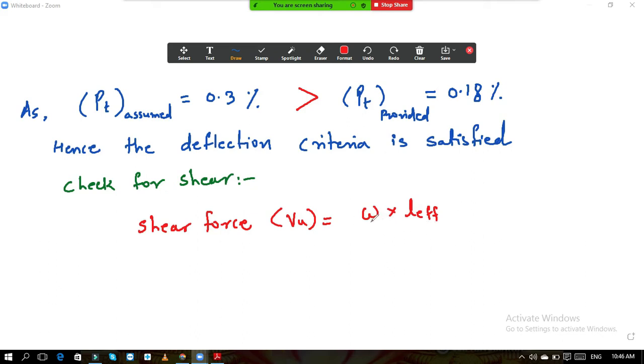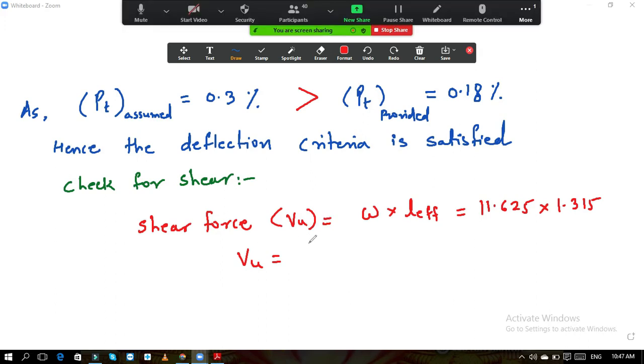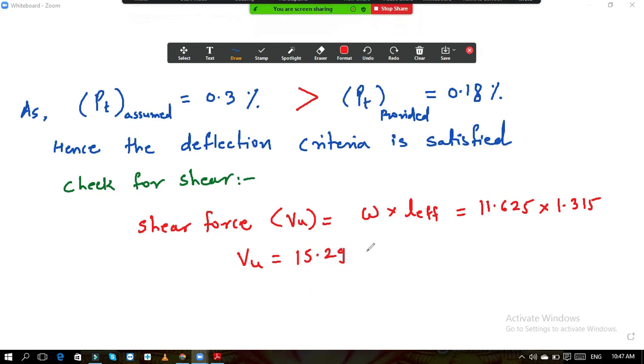You can see over here, this W is in kilonewton per meter multiplied by meter. So ultimately you will get the unit as kilonewton, and it is your shear force which is acting. If you put the values, it is 11.625, your ultimate load, multiplied by your effective length 1.315. If you solve this, you will get the ultimate shear force, which is 15.29 kilonewton.